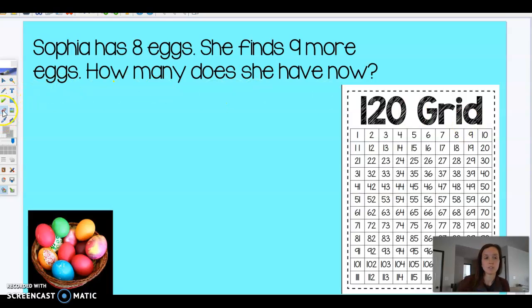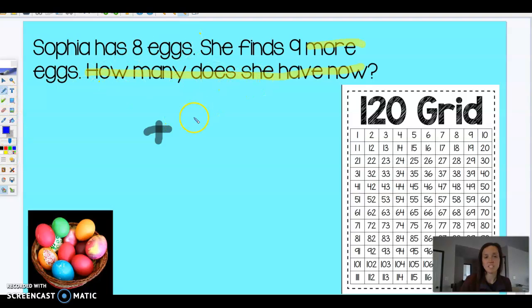Let's get started. Sophia has 8 eggs. She finds 9 more eggs. How many does she have now? I'm going to do this first one so you can get the idea. I just read it. I need to find the question: how many does she have now? That's what this is asking. Clue words. I'm going to go back. She finds 9 more. There's my clue word. More means I'm adding.